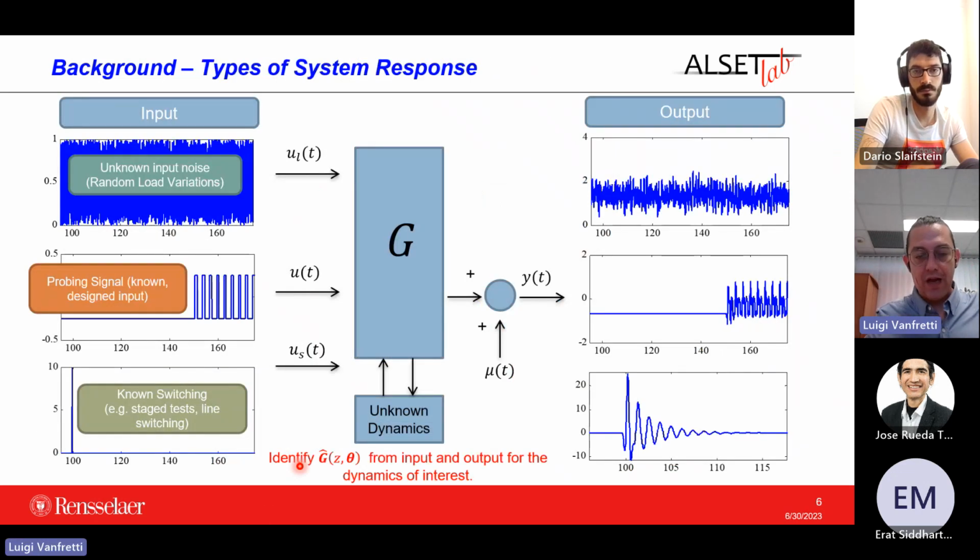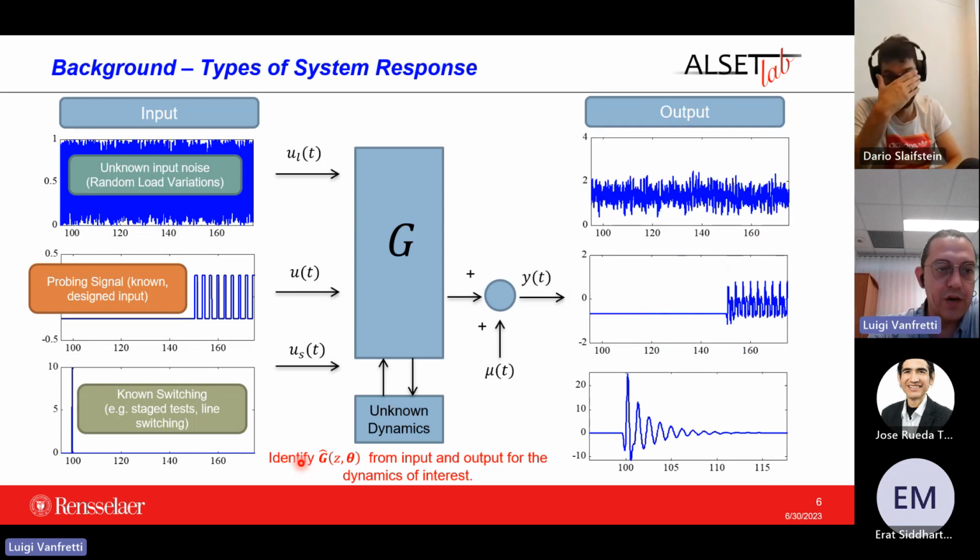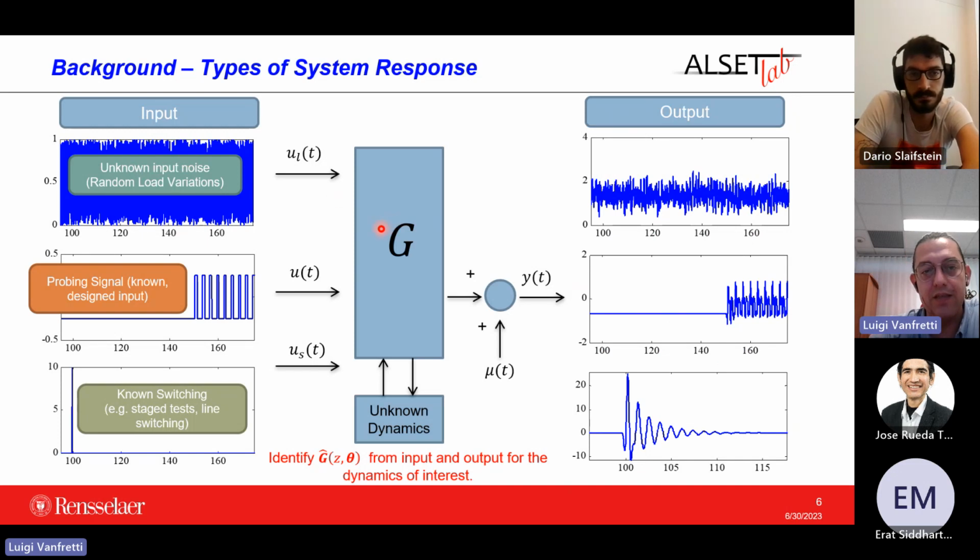Okay, so here's a little bit of background on the system response. If you have an input to G, the real system is G, and the identified system is G hat. You could have random variations on the load. So here I'm simulating just random noise on a load. And the output would be the response of G to these random load changes, and it will look something like this.